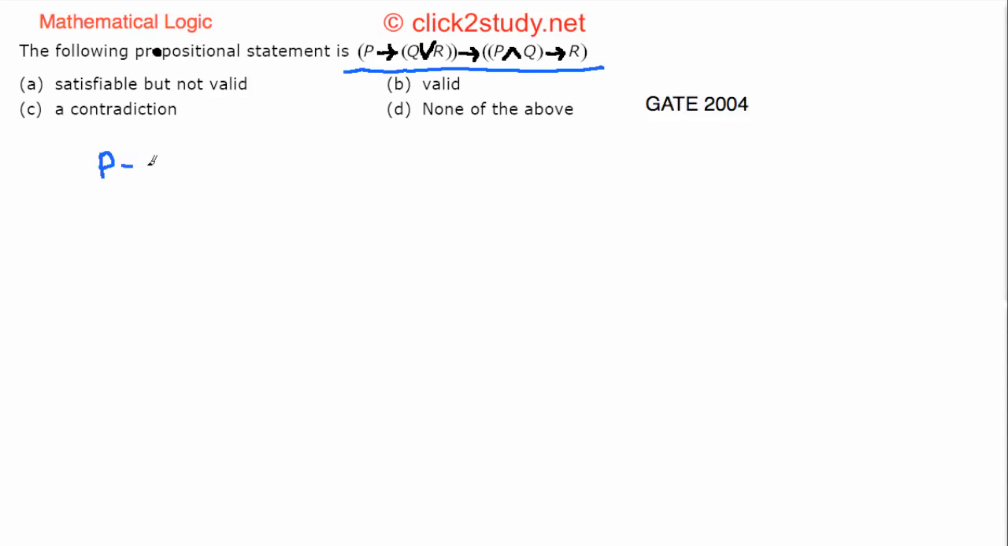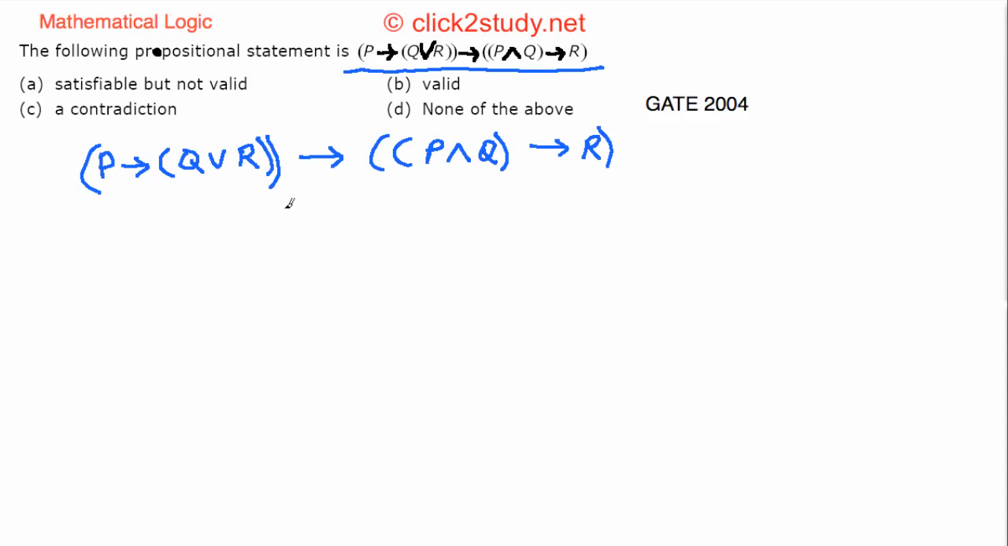So we have P implies (Q or R), and then this whole thing implies (P and Q) implies R. Now what I'm going to do is the same standard thing that we do again and again: P implies Q is written as not P or Q. That's what I'm going to do.